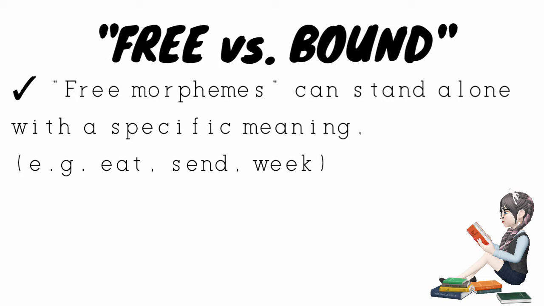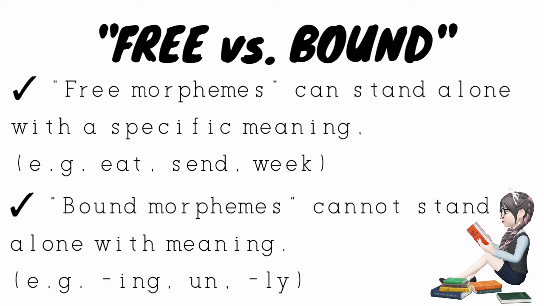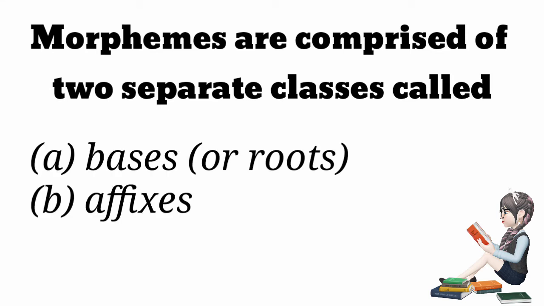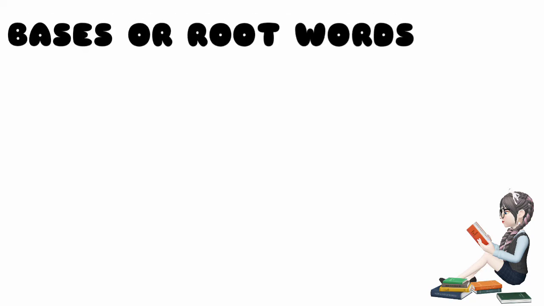Some examples of these are it, send, and weak. Unlike free morphemes, when we say bound morphemes, it cannot stand alone with meaning, like these following affixes. Did you know that morphemes are comprised of two separate classes called bases or roots and affixes? So, let's look further at these two, bases or root words.